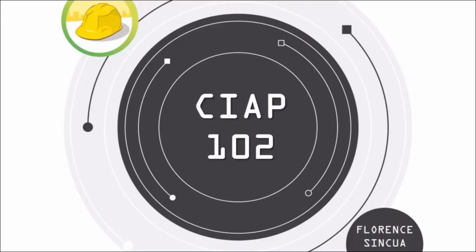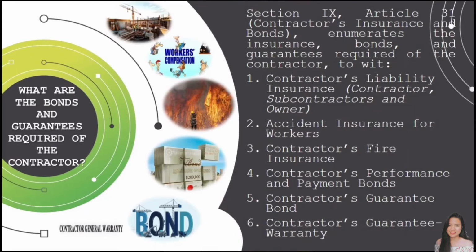Good day, I am Florence Reyes Singqua, your reporter for today's video. My topic for today is a continuation of the topic CIAP Document 102, or the Uniform General Conditions of Contract for Private Construction. So to start, let's answer the question: what are the bonds and guarantees required of the contractor?